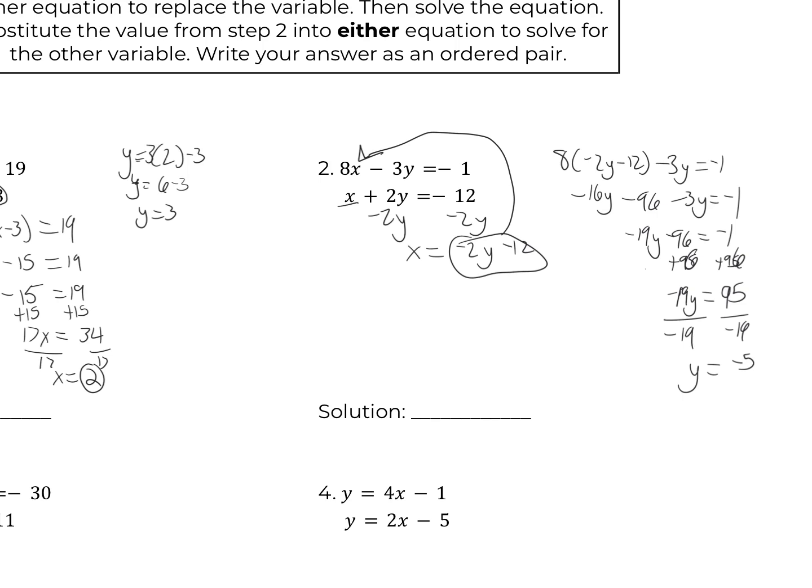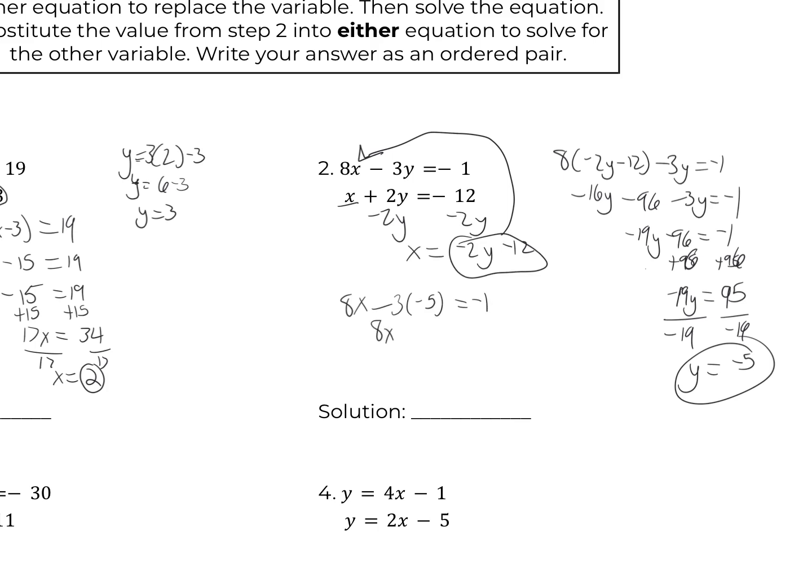Alright, so now that I have y equal to negative 5, I'm going to take that value and plug it into one of my original equations. It truthfully does not matter which one you choose. So I'm going to do 8x minus 3 times negative 5 equals negative 1.